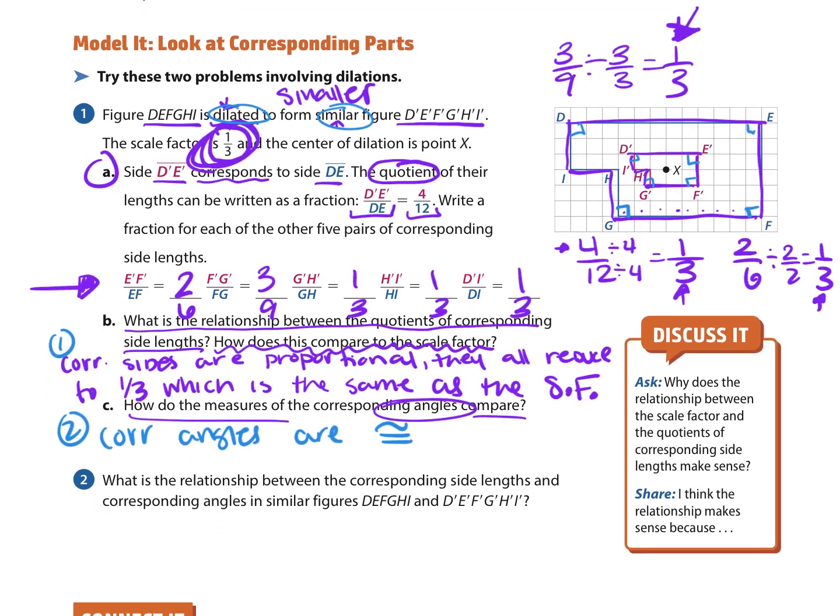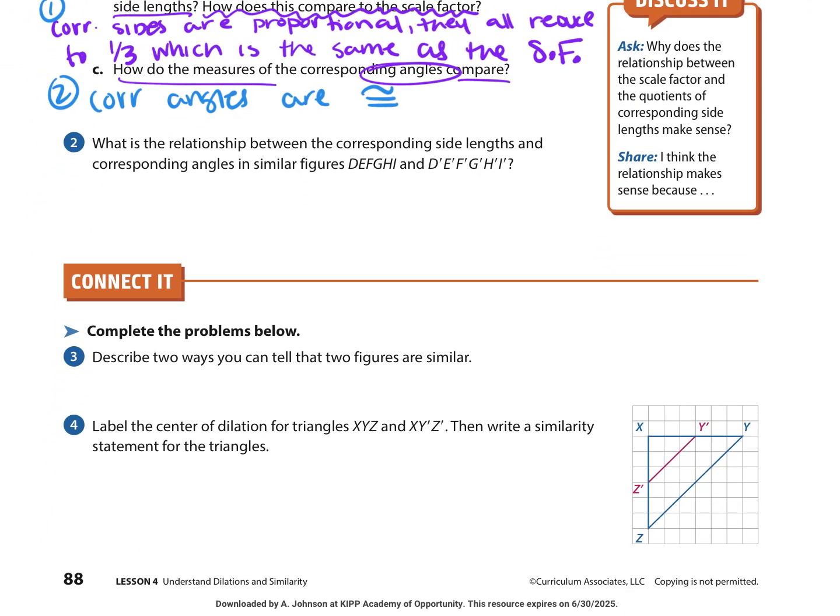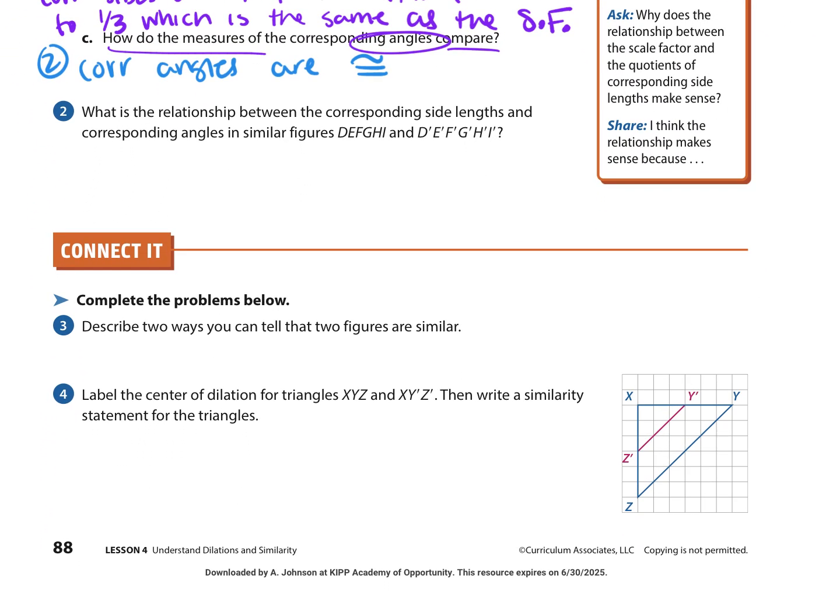Looking at number 4, we're going to practice and see, can you find where is the center of dilation? So you took some notes. Which picture does it look like? Give yourself a moment, press pause, try to see if you can put the center of dilation in the right place. It's here. So hopefully you saw that.